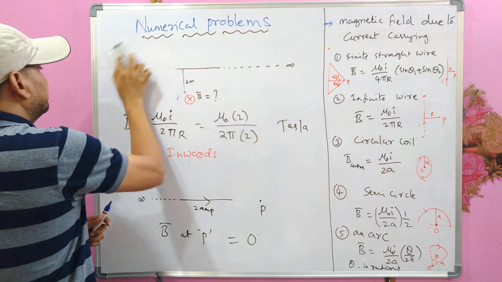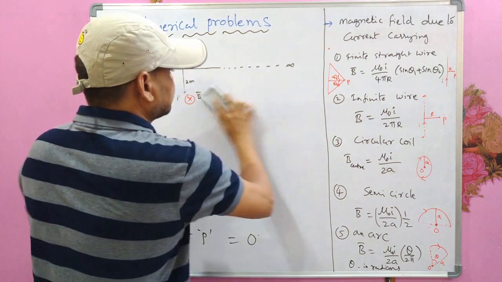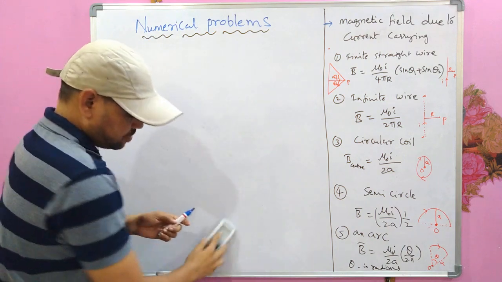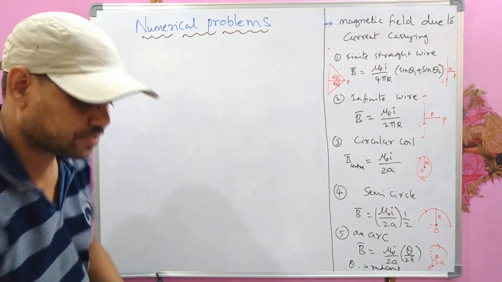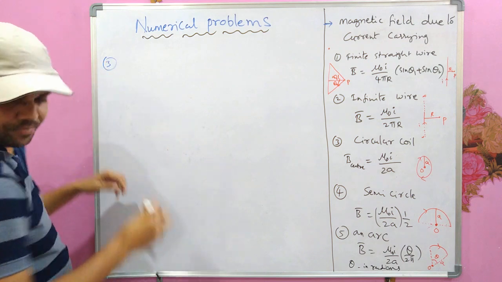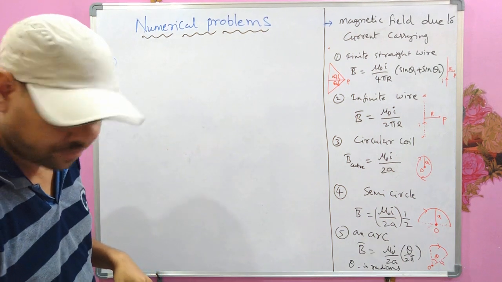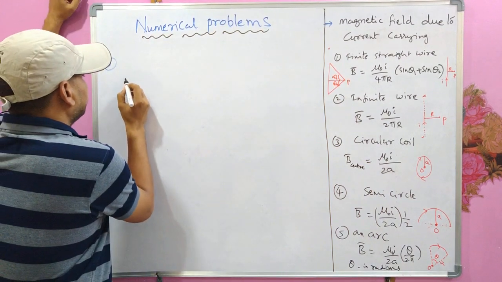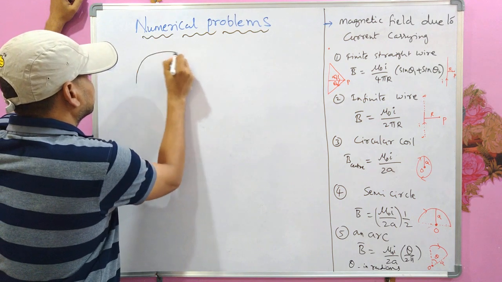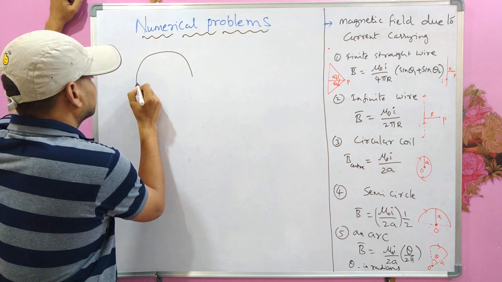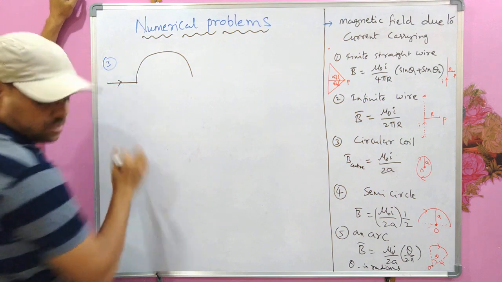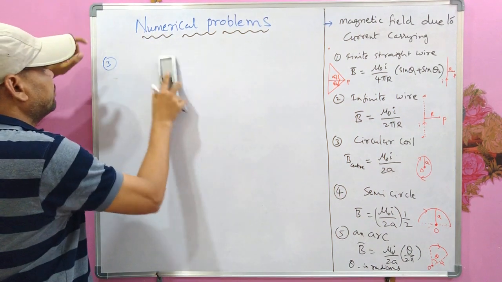Okay, so this is one of the type that we can expect in the examination. Now we will see another problem, number 3. So if I have a semicircle like this, this is the infinite wire, semi-infinite wire. Let me take.